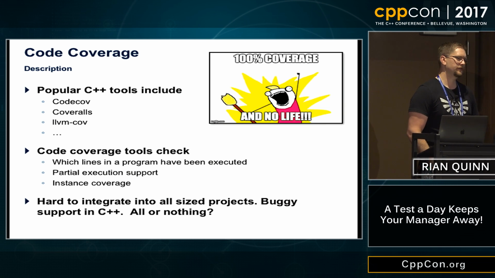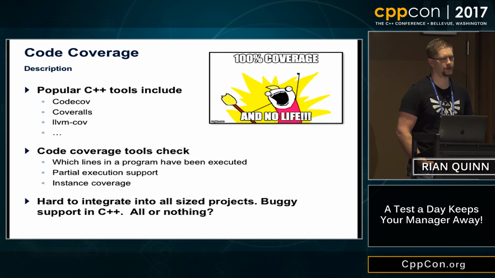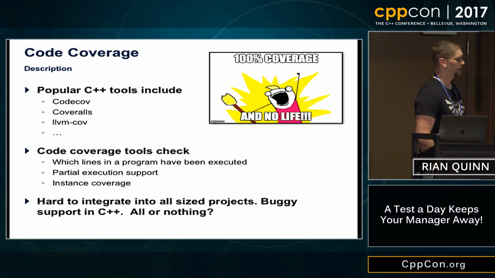So code coverage, if you're not familiar, when you write your unit tests, the idea is essentially to exercise the code. And what code coverage tools do is they'll tell you which lines have been exercised and which ones haven't been. It can be extremely helpful if you're trying to make sure that all of your source code is being properly exercised by your testing framework.